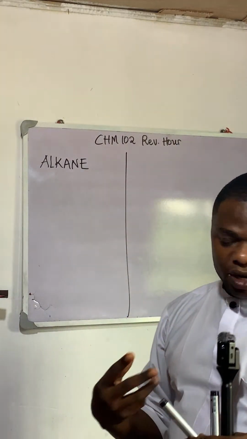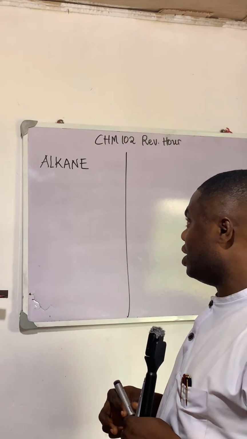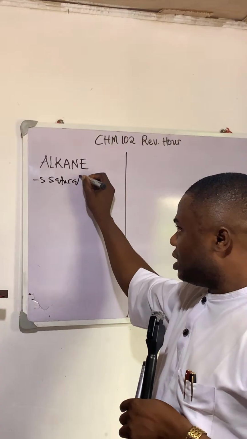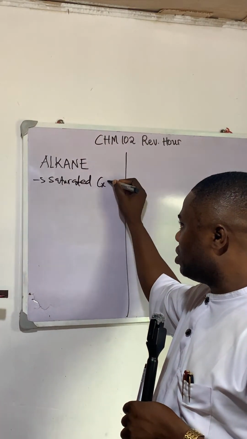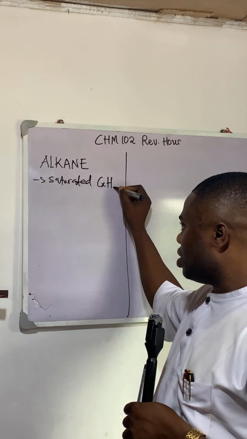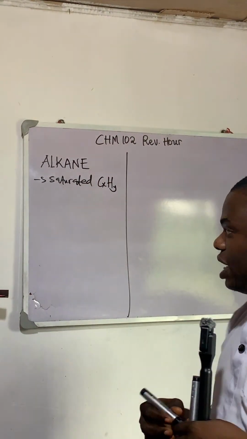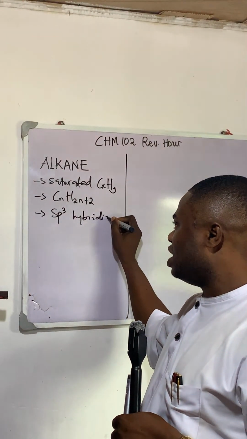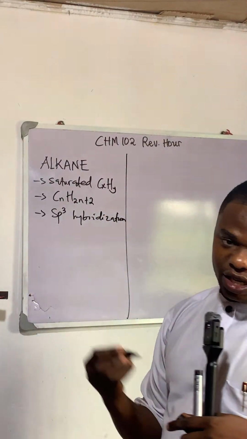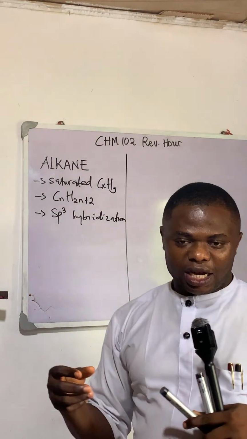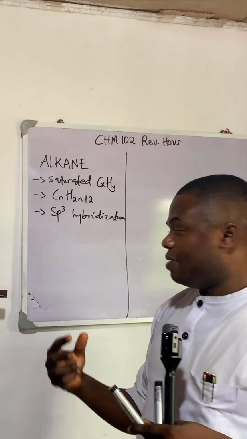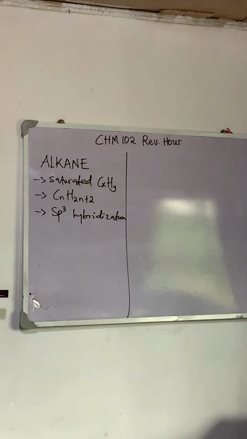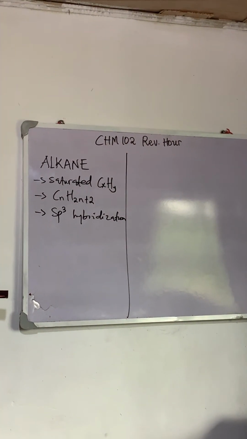Number one, it is a saturated hydrocarbon. Shouldn't forget that. Alkane is a saturated hydrocarbon. Let me use C_xH_y to represent the hydrocarbon. I think yesterday I explained the concept of hybridization, which is no other thing than the blending, the reshuffling, the mixing together of orbitals of the same energy.